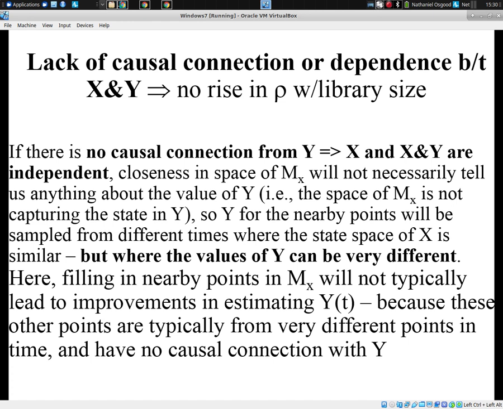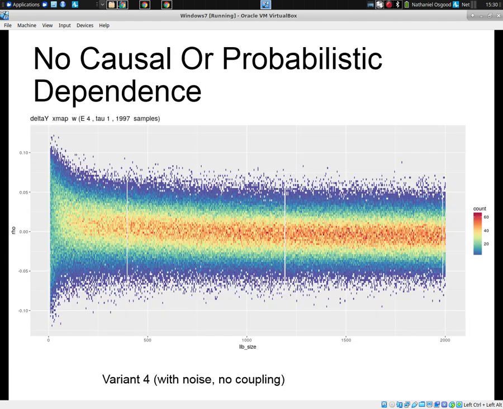So here, filling in nearby points in the shadow manifold will typically not lead to improvements in estimating Y of t, because these other points are from very different times and have no causal connection with Y. You may be closer in the shadow manifold, but that doesn't tell you anything about the value of Y. There's no particular rhyme or reason for the values of Y involved. Closeness means nothing for the value of Y. So it's not going to really change. It's going to be something like that.